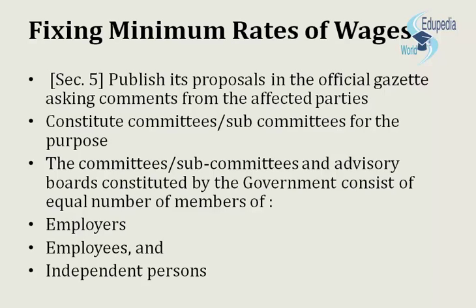Section 5 mentions how the fixing of minimum rates of wages happens. It says the government publishes its proposals in the official gazette asking for comments from the affected parties. Later, they constitute committees or subcommittees for the purpose. The committees, subcommittees and advisory boards constituted by the government consist of an equal number of members of employers, employees and independent persons.